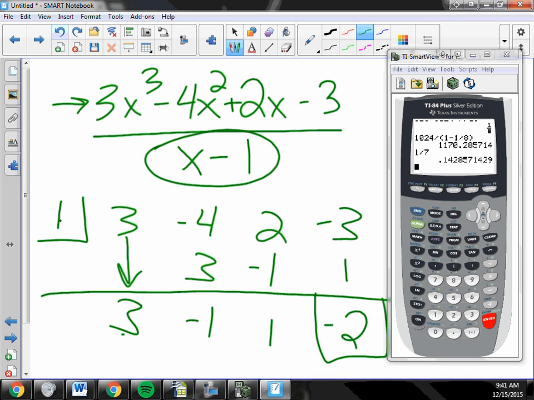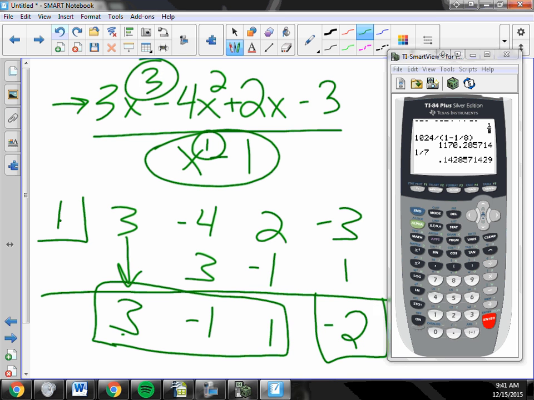Okay? Now, if you take x to the third and you divide it by x to the first, you're going to get x squared. So these are the coefficients of the answer, the polynomial of the answer, and that polynomial will have degree 1 less than the original, and then the number at the end is the remainder. So when you take this cubic and divide it by x minus 1, you get 3x squared minus x plus 1, remainder negative 2.